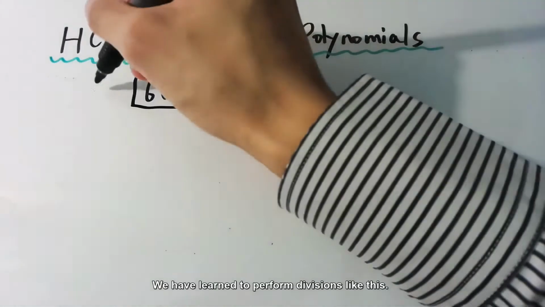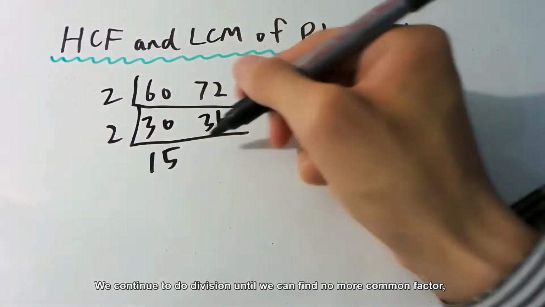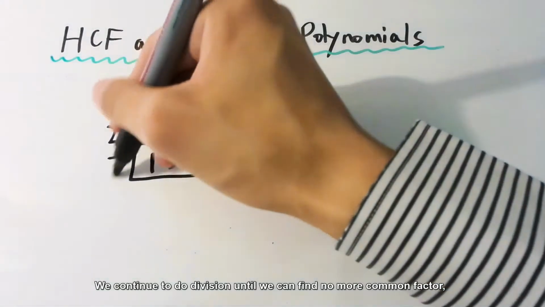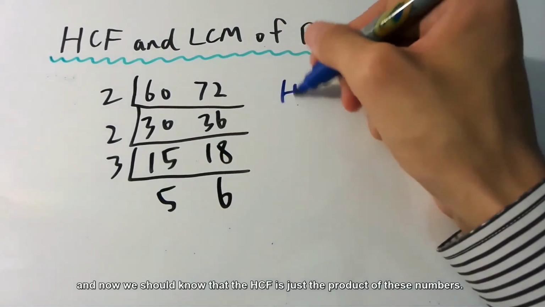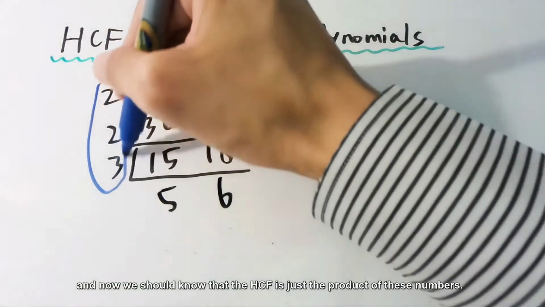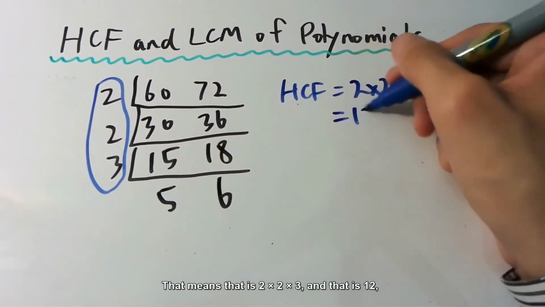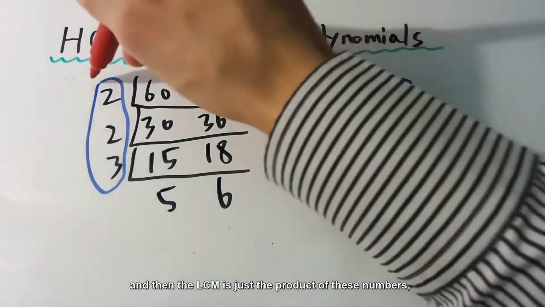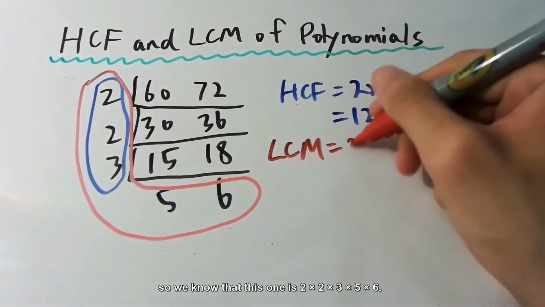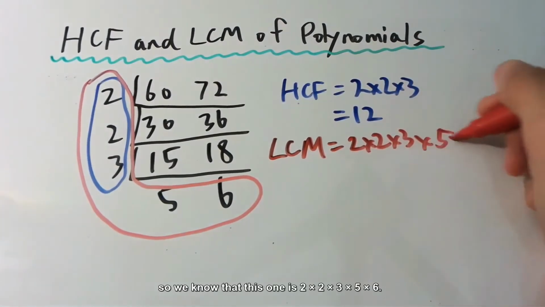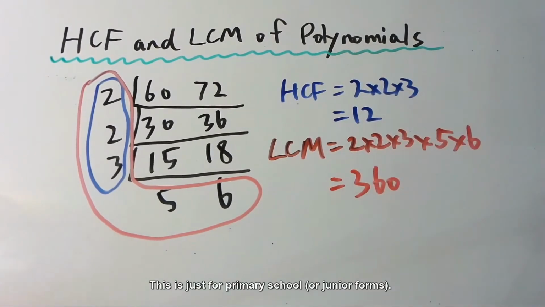We have learned to perform divisions like this. We continue to do division until we can find no more common factor. And then we stop here. And now we should know that the HCF is just the product of these numbers. That means that is 2 times 2 times 3, and that is 12. And then the LCM is just a product of these numbers. So we know that this one is 2 times 2 times 3 times 5 times 6. That means 360. Okay, this is just for primary school.